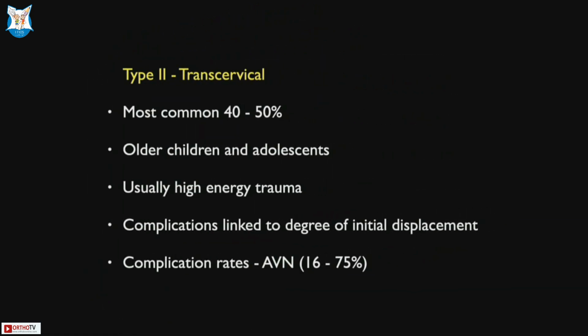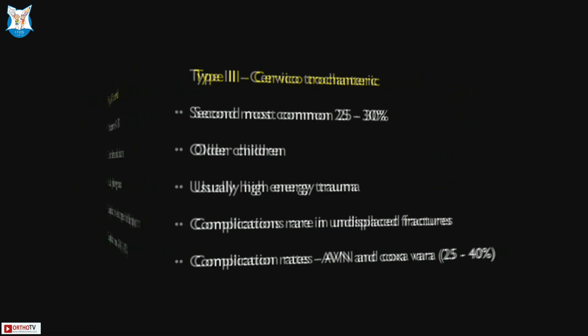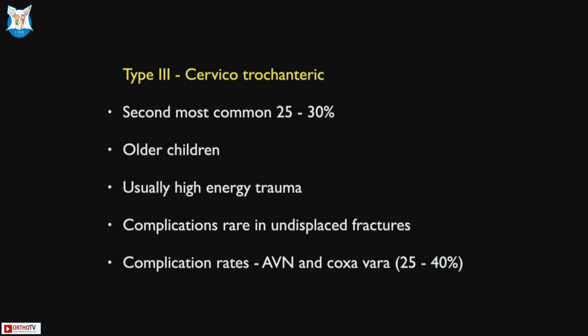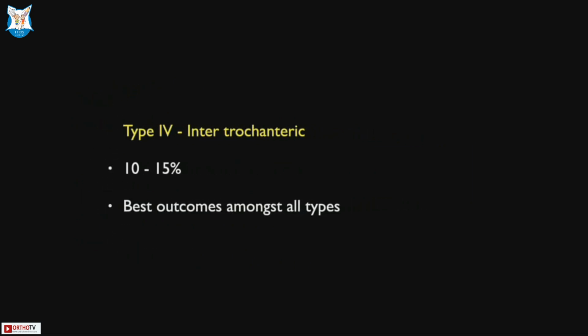Transcervical is the most common. It's in slightly older children, again a high energy trauma, and the complications are directly linked to the degree of displacement. The AVN rates are lower as you go further down. Cervicotrochanteric or basicervical is the next most common, again in older children. As we go further down, the AVN rate is lower, but then you start having problems related to malunion, coxa vara and other deformities. Further down, the AVN rate is much lower, the best prognosis amongst all four types, and usually complications are related to malunion.